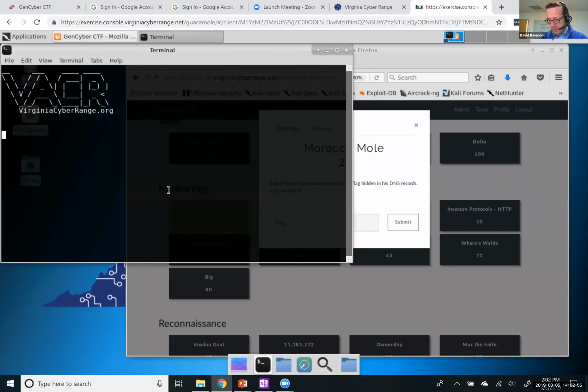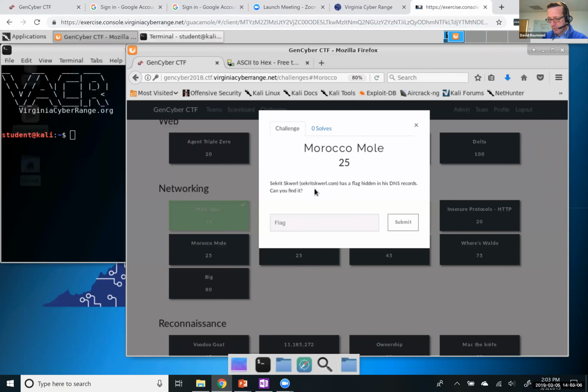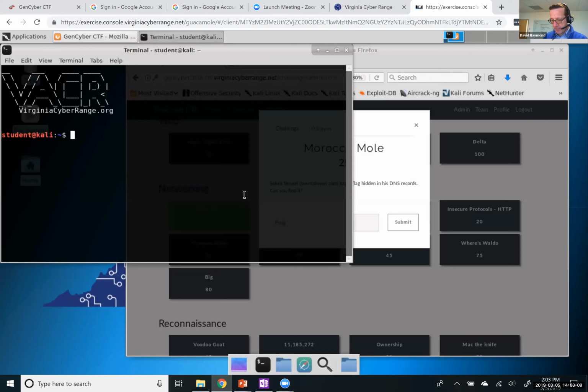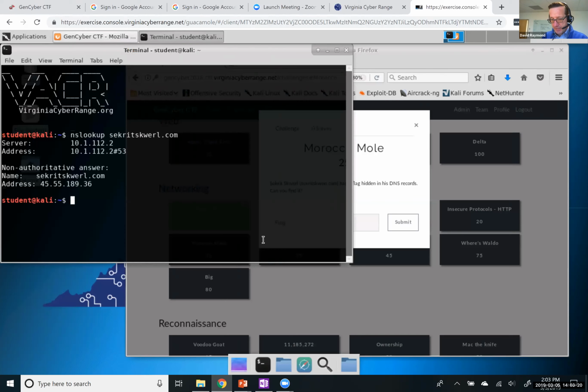If you recall, I could use something like nslookup or dig. This says secretsquirrel.com has a flag hidden in his DNS records. So let's say nslookup secretsquirrel.com, and I see that there's an address here, 45.55.189.36. Okay, but is that the answer? It's probably not the answer, right? Again, a flag hidden in his DNS records.